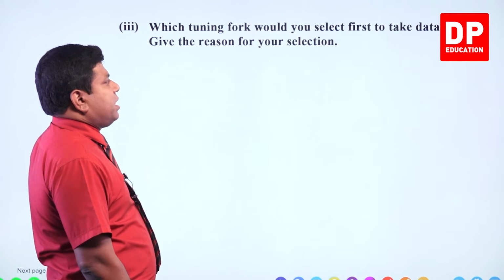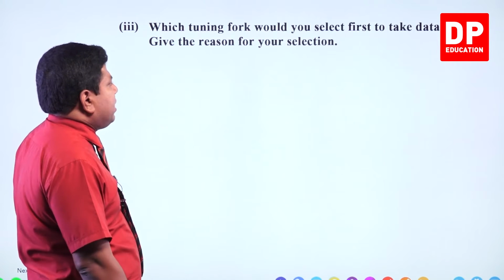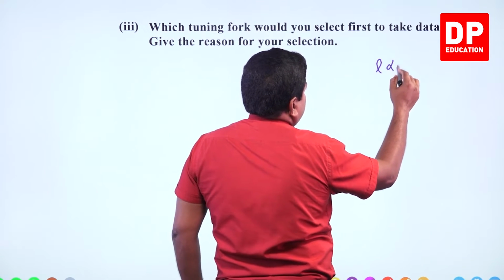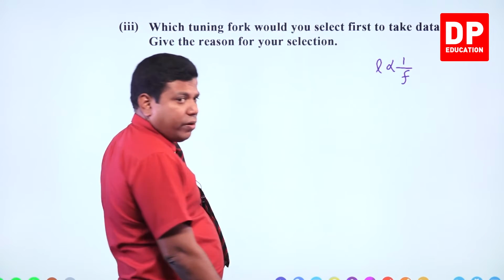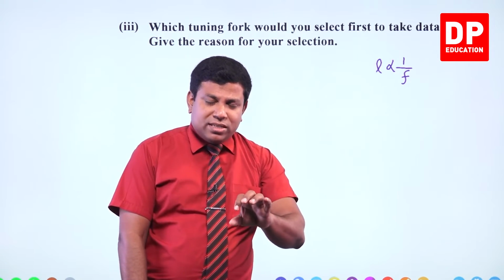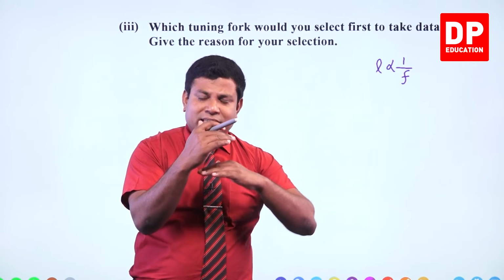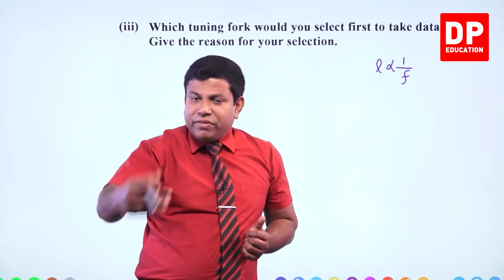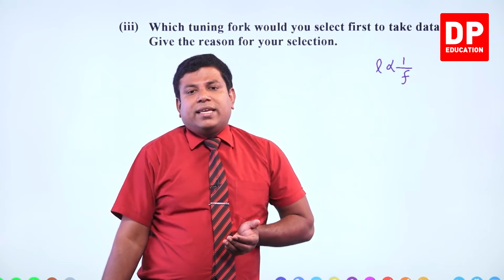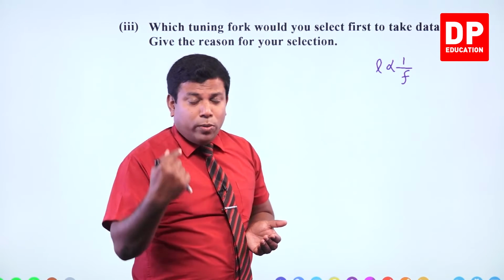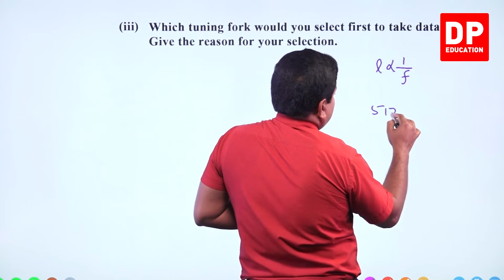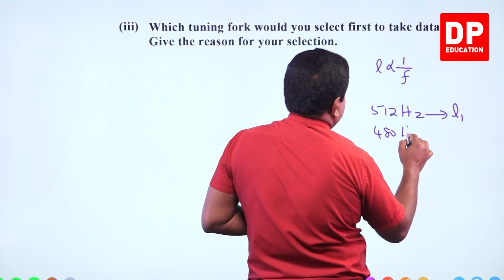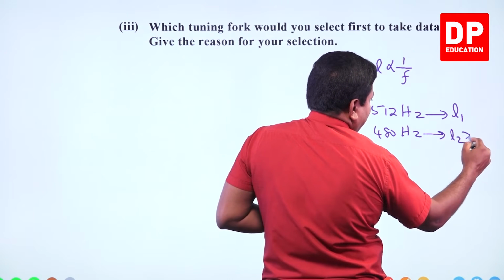Which tuning fork would you select first to take data? Give the reasons for your selection. You all know that L is proportional to 1 over F. So what we do, we usually take the highest frequency first. That will have the shortest length of resonance. Then when you take the next higher frequency, the length has to be a little more than that. Let's say you are starting with 512 Hertz, you got L1. Now if you take 480 Hertz, the length has to be greater than length 1.